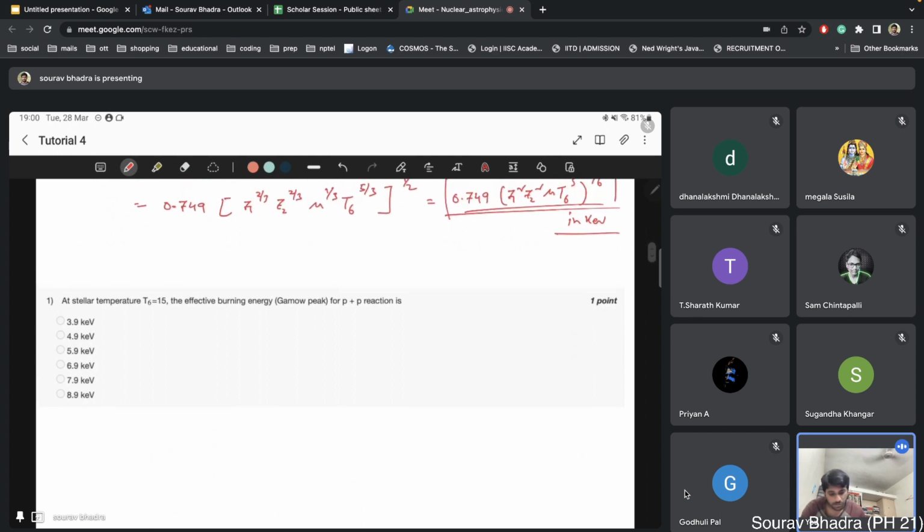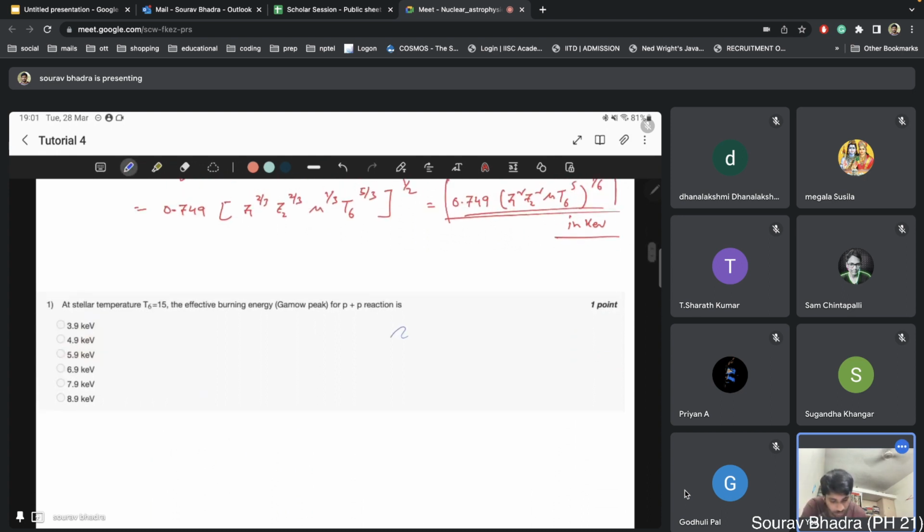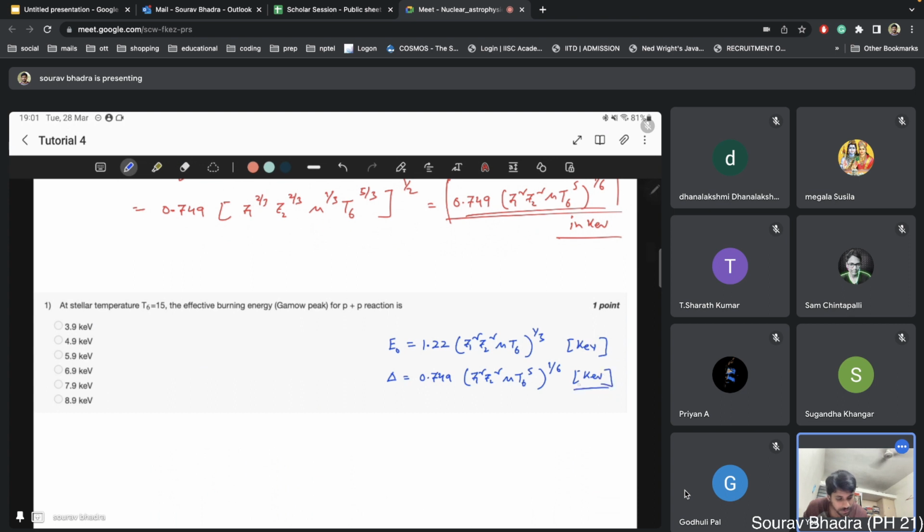So in blue I will just write E0 again. I am writing it because it is important. 1.22 Z1 square Z2 square mu T6 to the power 1 by 3 in keV unit, and your delta is 0.749 Z1 square Z2 square mu T6 to the power 5 by 6, also in keV unit. These two we will use repeatedly. Now one thing is there, I will tell it while doing the problem.